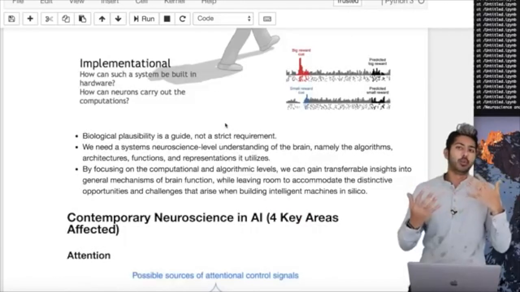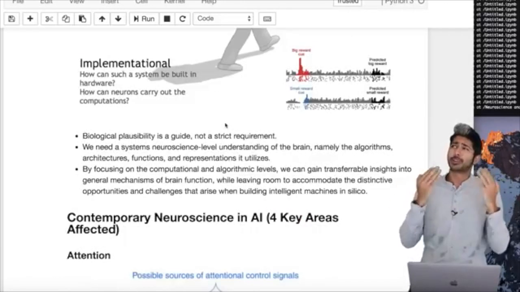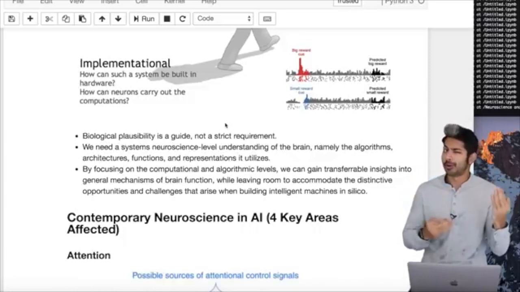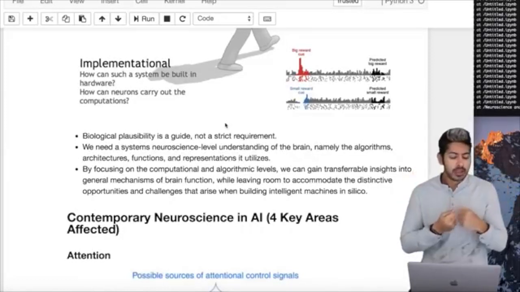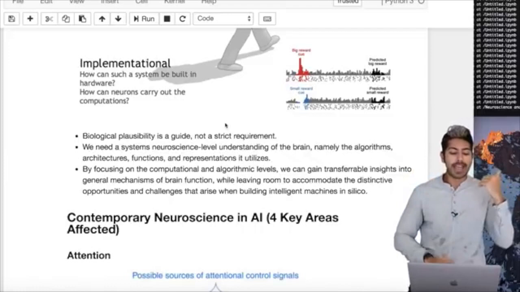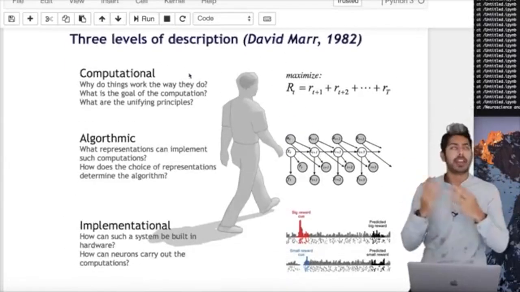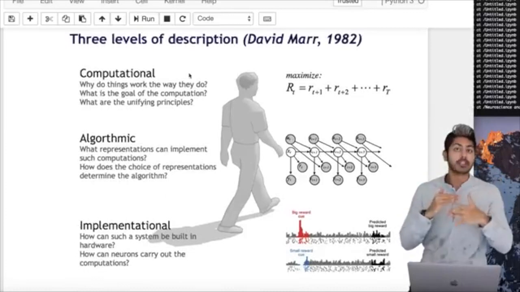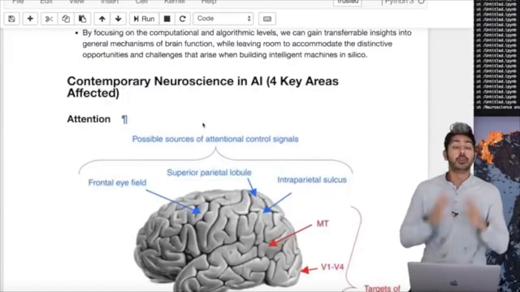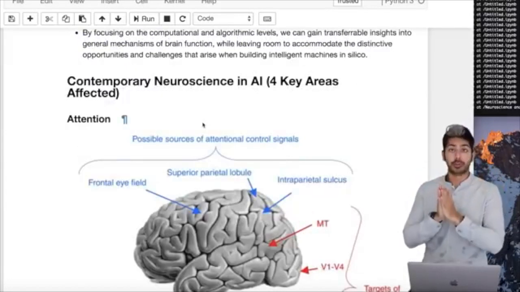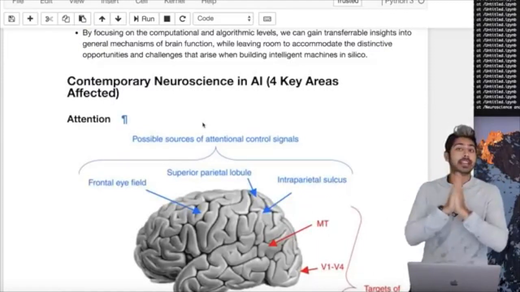It's hard for us to work on the implementational part because creating hardware requires a lot of capital, right? Not everybody's got that money. So we need to focus on the algorithmic and the computational parts, and anyone with a laptop and GPUs in the cloud, so this is being democratized, can do that. So now let's talk about contemporary neuroscience, okay, and how it's played into AI.